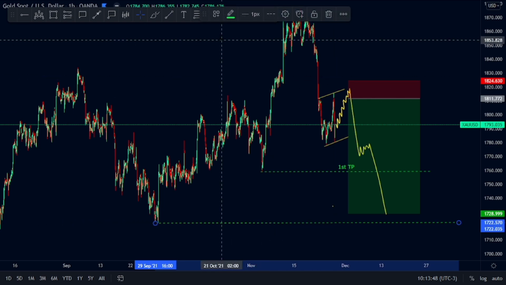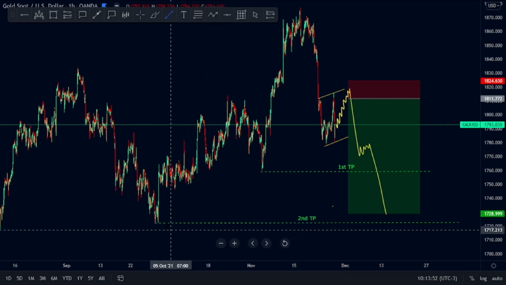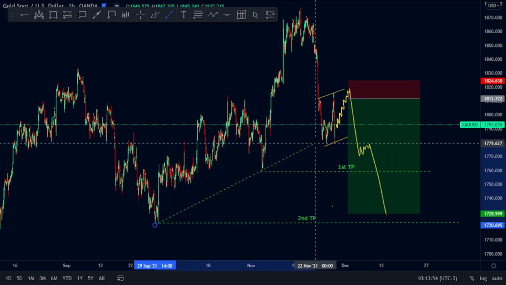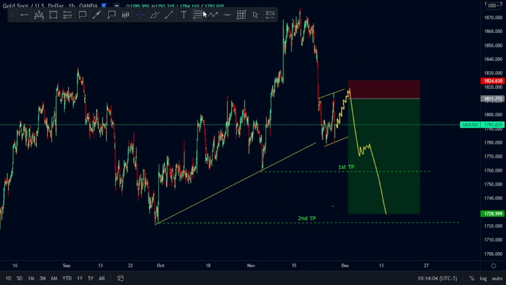Oh, 90% roll of this channel. The second take profit, this channel here. This is an ascending type of channel. Why am I not seeing these colors? This 90% roll of this channel. This was acting as a channel.